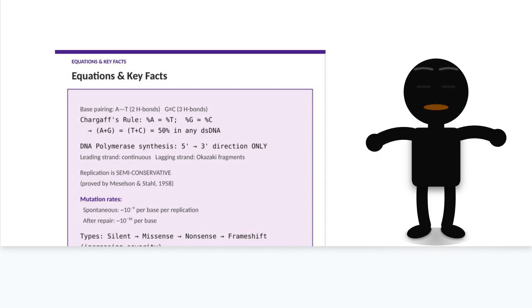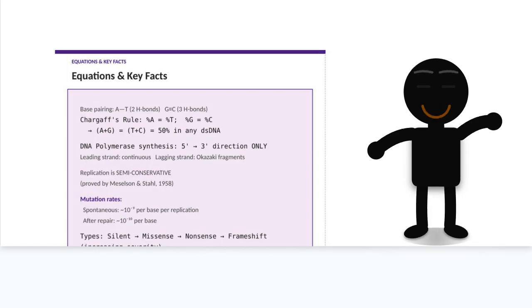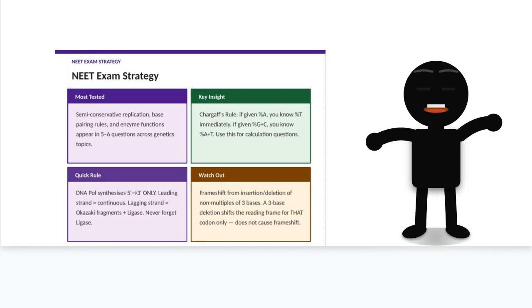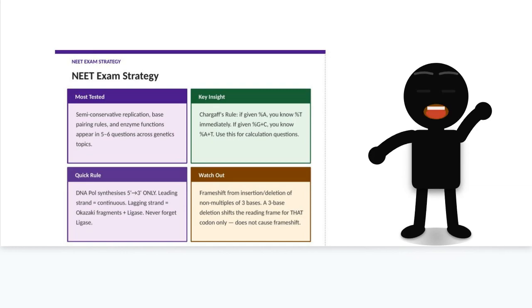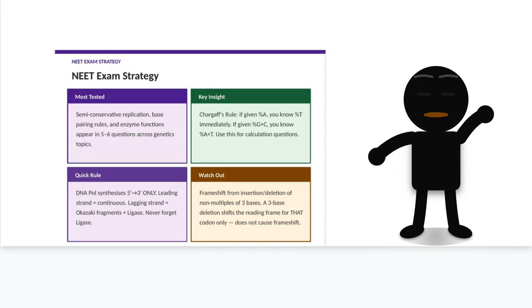Understand the mechanisms of each type because NET frequently presents you with a DNA sequence and asks you to identify the type of mutation and predict its effect on the protein. NET strategy for DNA. Base pairing and Chargaff's rule are used in calculation questions. If you are told a DNA is 30% adenine, you immediately know it is 30% thymine, and therefore 40% combined guanine plus cytosine, which means 20% guanine and 20% cytosine. Practice these calculations until they are automatic.